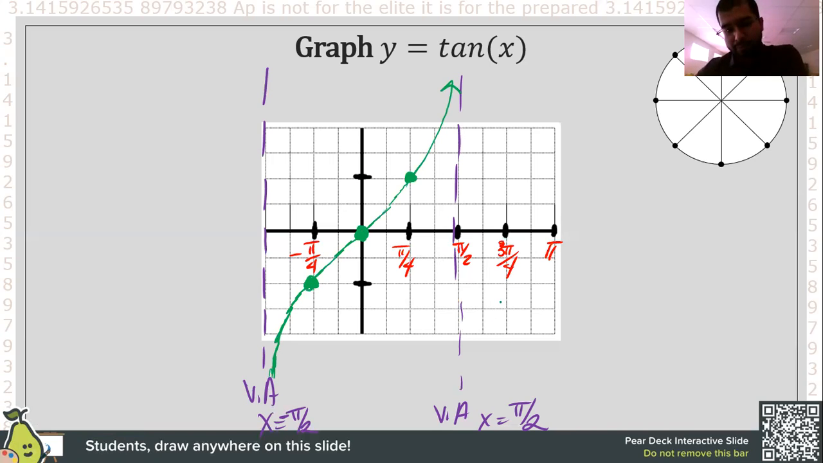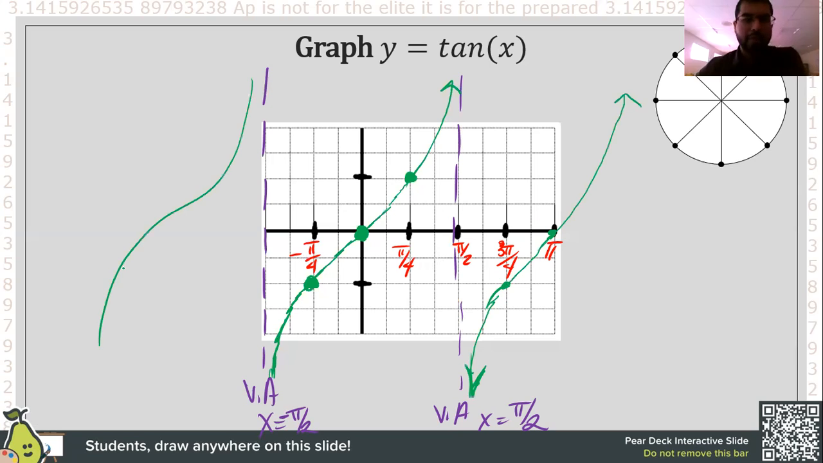Okay, so we have something like this, and the pattern, as you can see, will continue to go ahead and do this since it is copying the unit circle. It is behaving based on the unit circle, and we can go around the unit circle as many times as we want. Okay, so we have something like so. Alrighty.